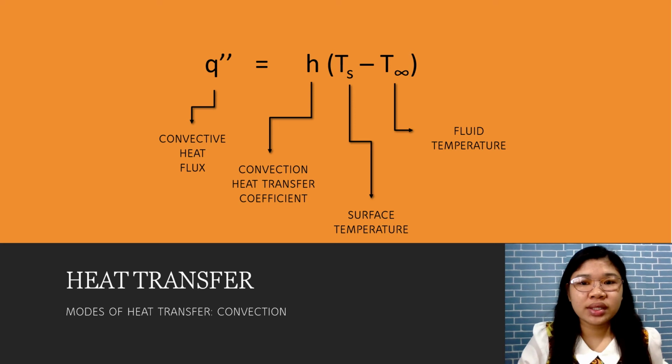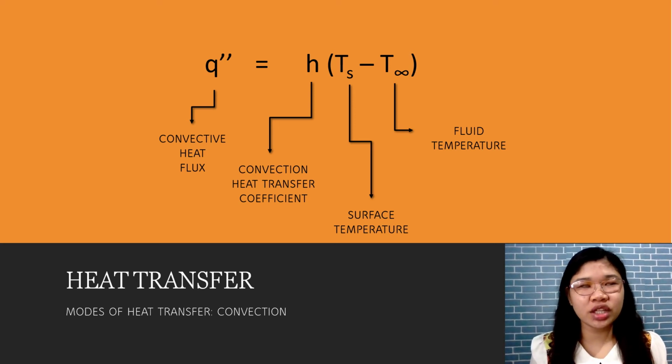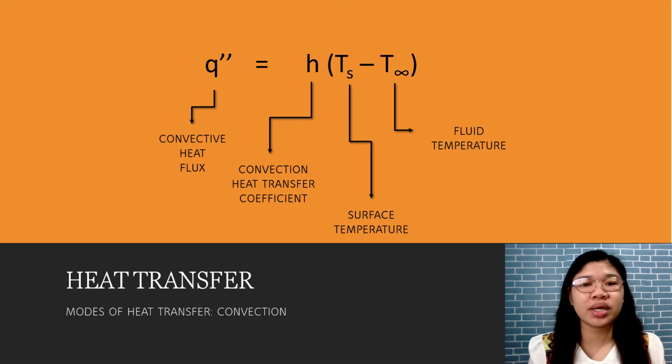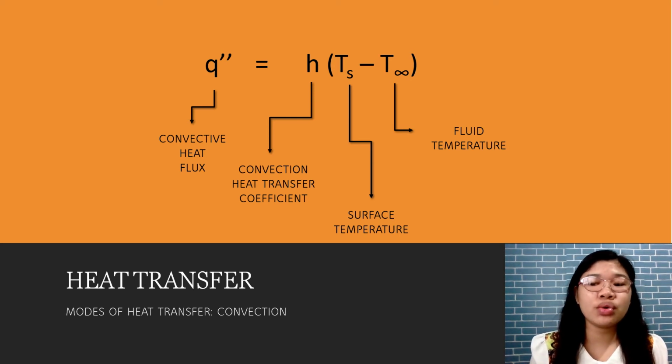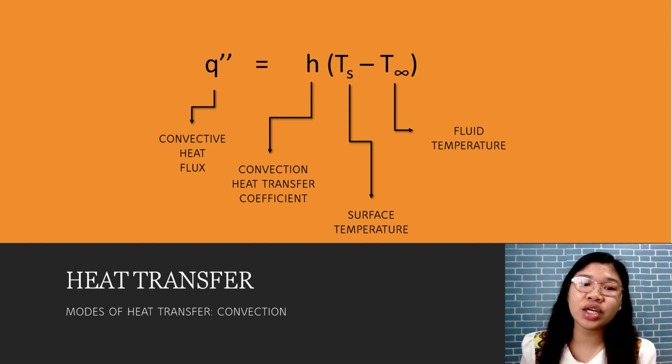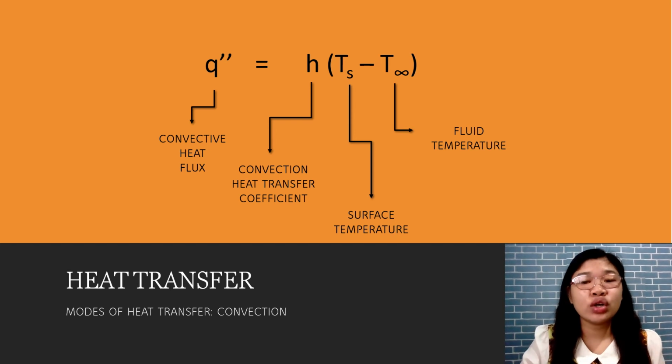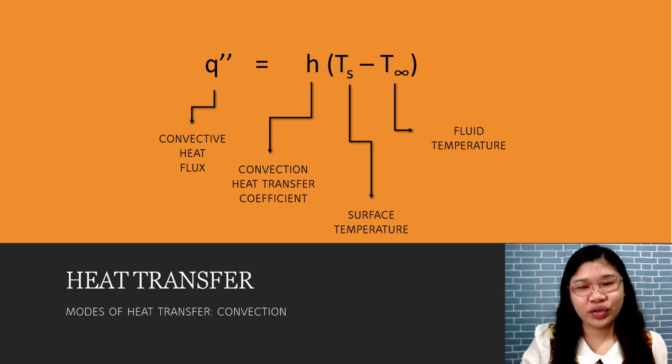The unit of this parameter is watt per meter squared Kelvin. Since the convective heat flux is in watt per meter squared, you must be using temperatures in Kelvin, since our h, the convective heat transfer coefficient, is in watt per meter squared Kelvin. In general, this expression is also known as Newton's law of cooling.